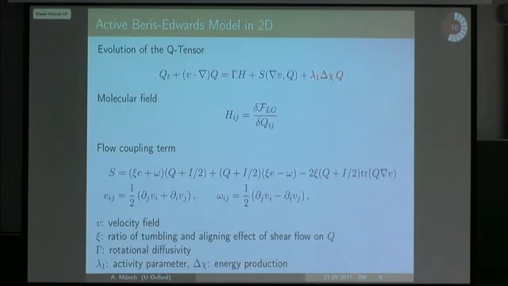We build this now into a dynamic theory, which is the active version of the Beris-Edwards theory. So we have the dynamic equation for the Q tensor with the molecular field H, which is again associated with the first variation of the free energy, the rotational diffusivity here, the coupling with the strain rate of the flow, and the active term. So psi is another parameter which turns up here and can be used to control the ratio between tumbling and aligning.